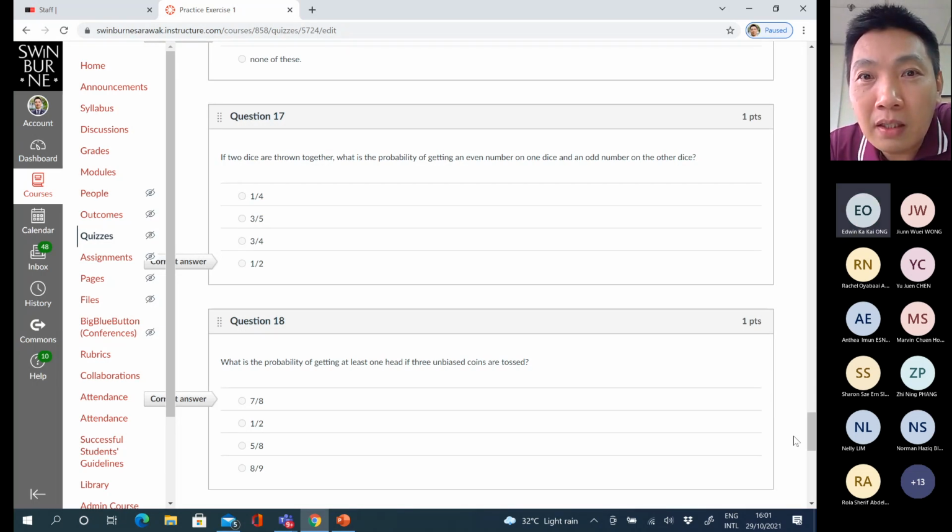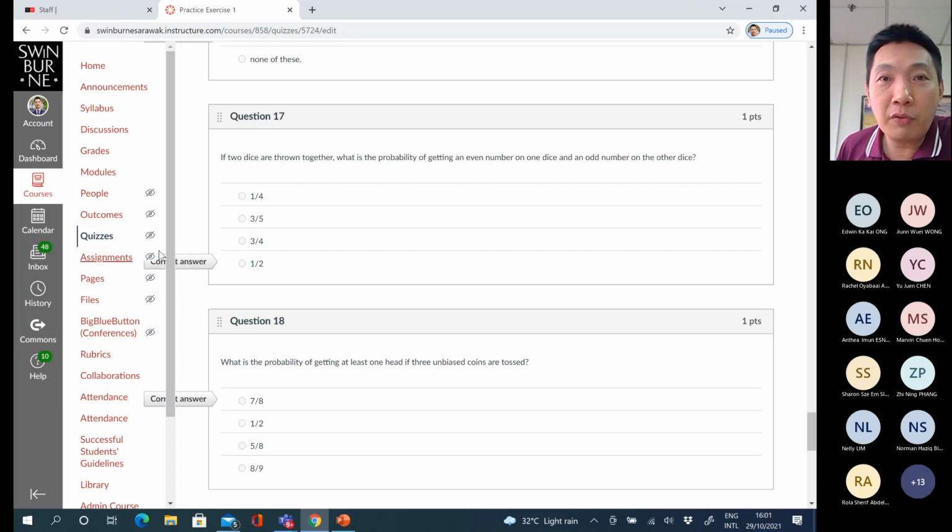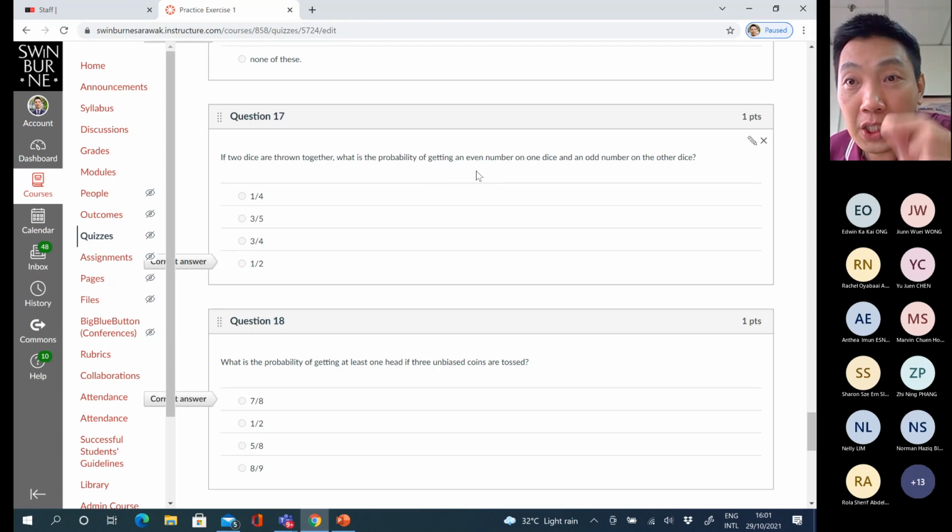Okay, because this question involves two dice. In order to answer this question, you have to list down the 36 possible outcomes. If the question involves two dice, that means there will be 36 possible outcomes. That is the NS. From there, you have to identify which combinations fulfill one even number and one odd number.